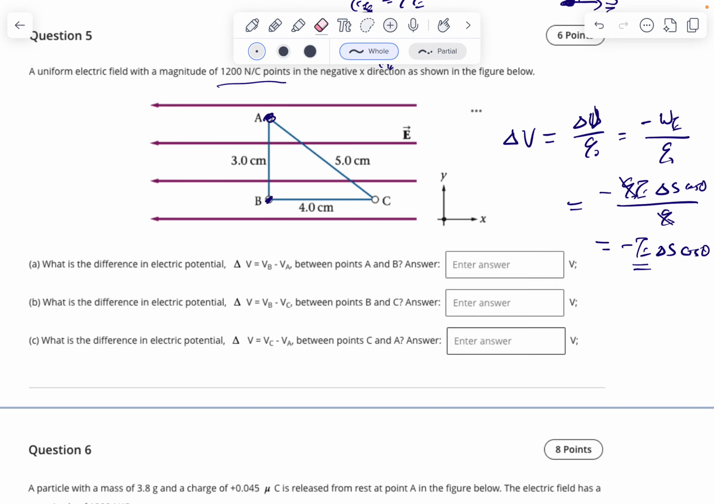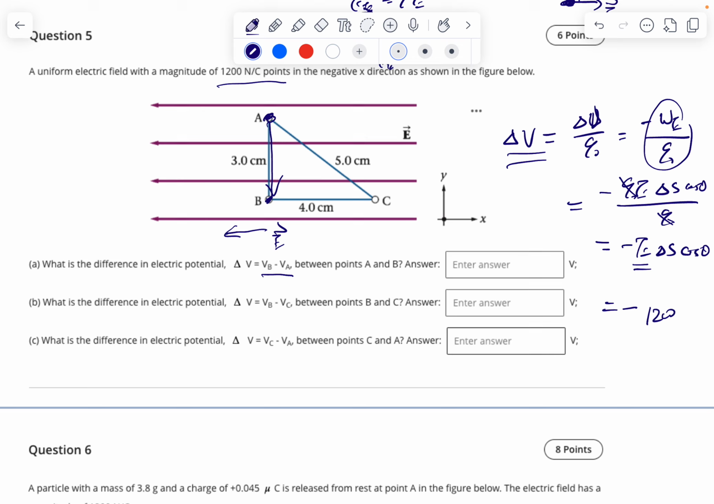What you do here is look at the electric field in this problem. For the potential change, this is B minus A, from A to B. Here is the displacement from A to B, and this is the electric field. The potential difference equals negative, as it's always there in the equation. E is 1200, and delta S is this, from here to here, 3.0 centimeters.